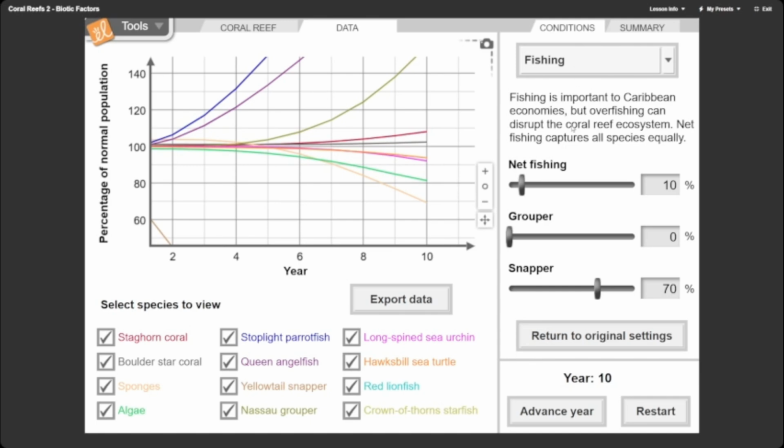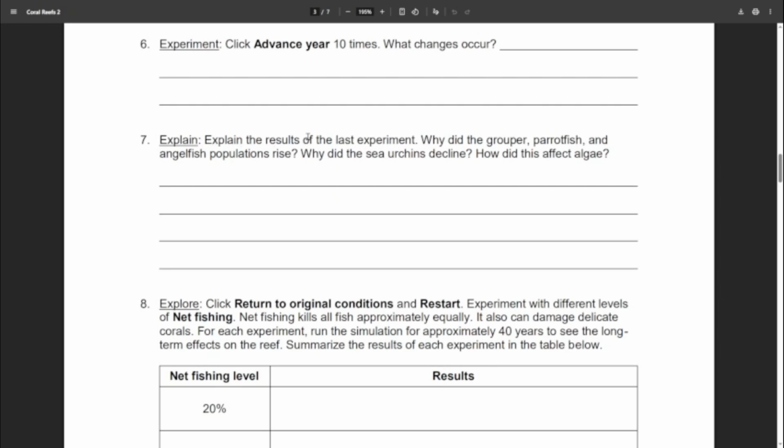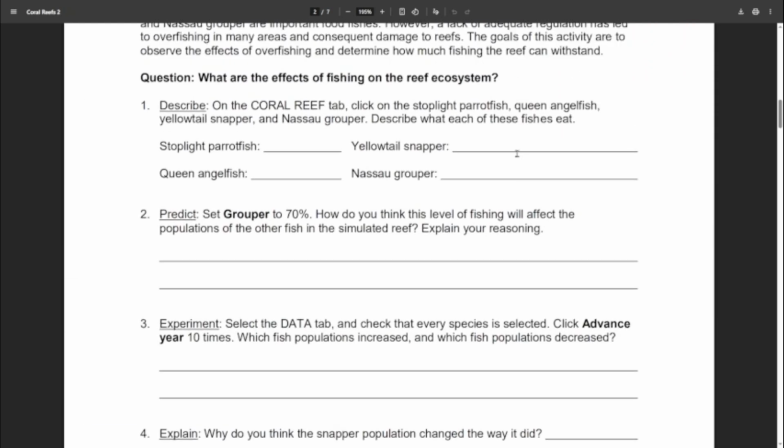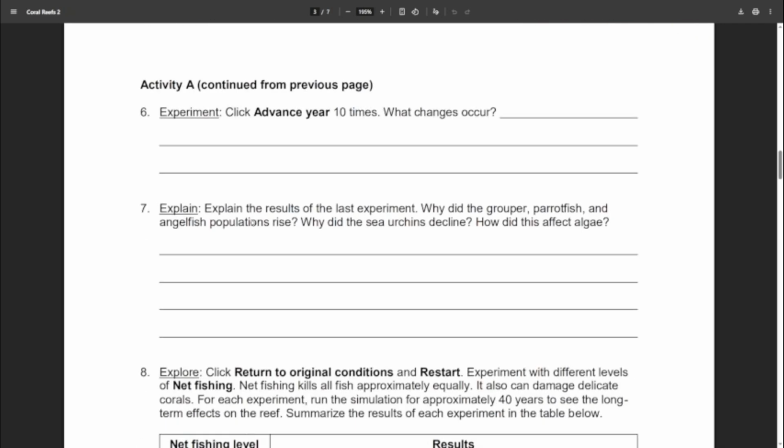So what you want to do is write down what occurred. Number 7, explain the results of the last experiment. Why did the grouper, parrotfish, and angelfish populations rise? Why did the sea urchins decline? How did this affect the algae? If you're not sure, make sure you look back towards the what-eats-what part of your experiment to help you with those questions. If you remember, we increased the grouper and the snapper. What they eat will affect the other animals or other fish in the population.